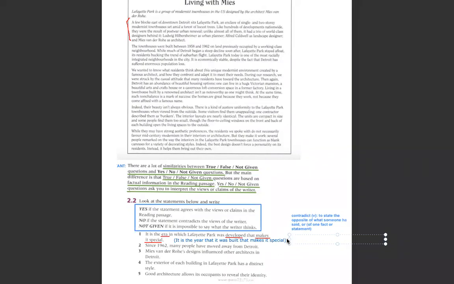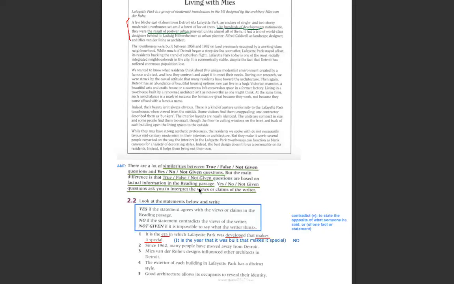So the answer here is no. The information here is the opposite to the information in the passage. Let's have a look at the passage. It says here, like hundreds of developments nationwide. So meaning the same as hundreds of developments nationwide, they were the result of the post-war urban renewal. So the era that they're talking about is the post-war era.